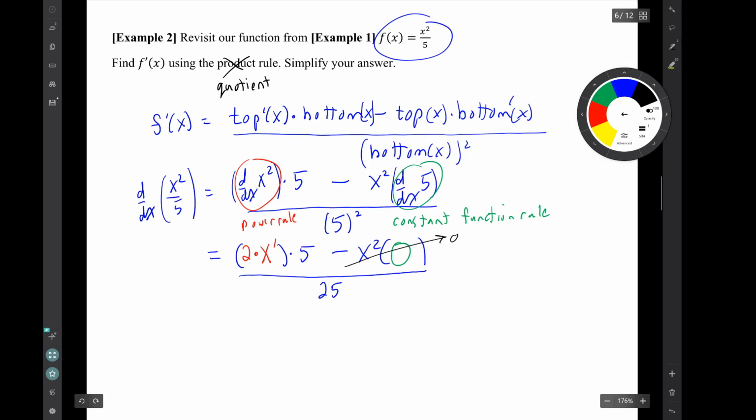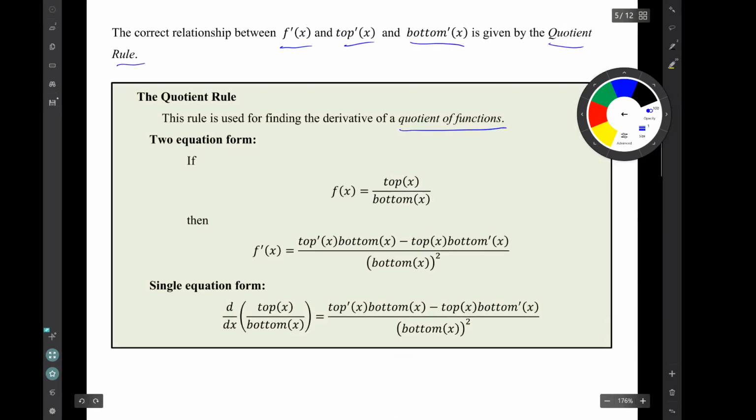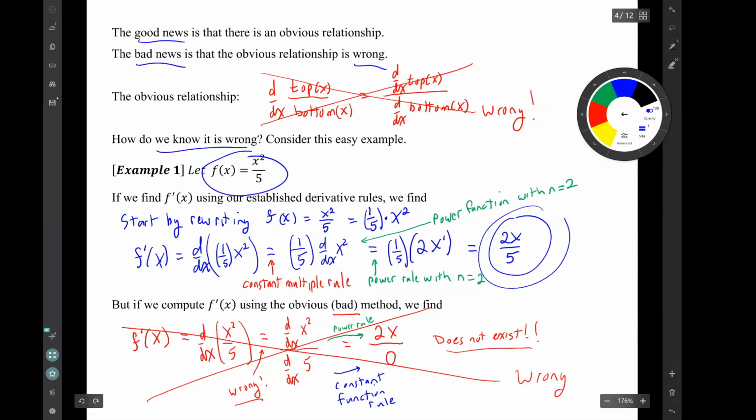That whole term is going to be 0. So I end up with 2x times 5 over 25. But we should simplify. So our answer is the derivative is 2x over 5, which is what we found earlier.